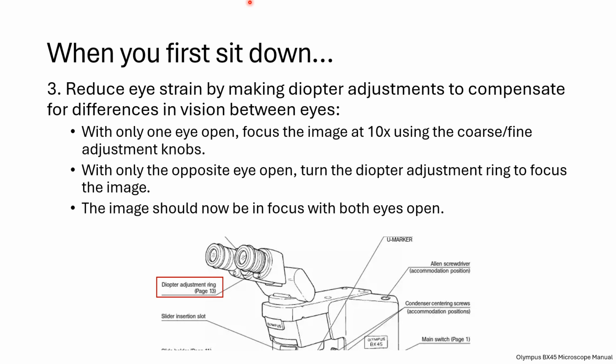Focus the slide image at 10x using the coarse and fine adjustment knobs. Once in good focus, close the left eye and open the right eye, and then turn the diopter adjustment ring to focus the image. Now, with both eyes open, the image should be in good focus.